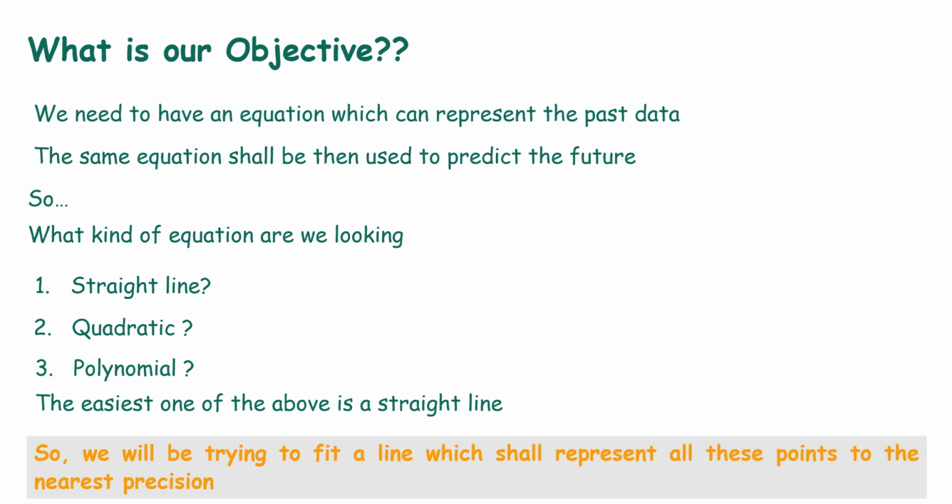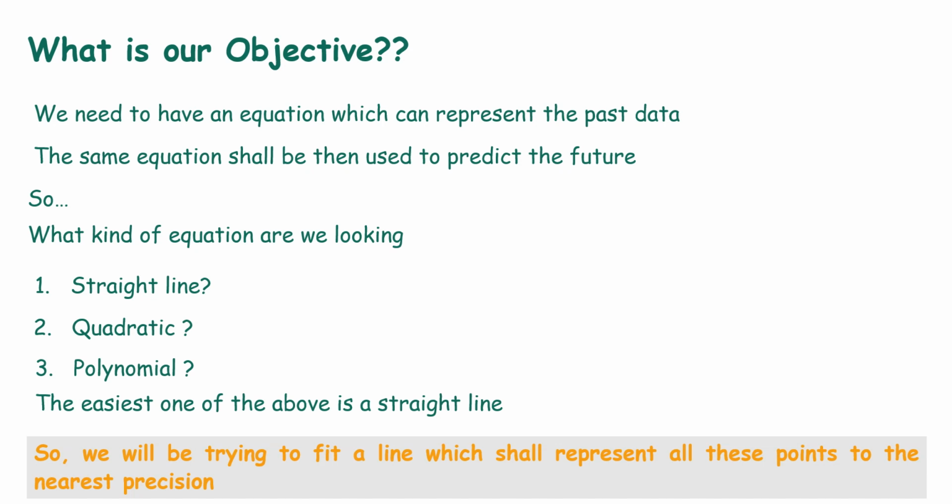So what will we be doing today? Today we will be trying to fit a line which shall represent all these data points to the nearest precision. We have all studied that if you have 2 points, we can figure out an equation of a straight line. But when there are multiple points, generally it is not possible to fit a single line. So the idea of fitting a line is that we figure out an equation of a line which will give me values for these points as close as possible.